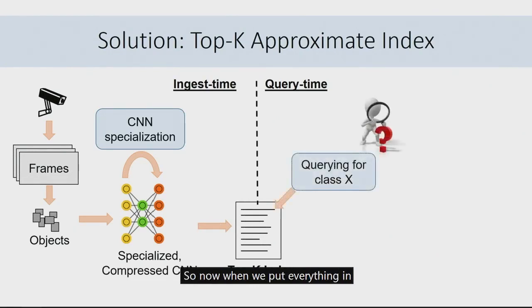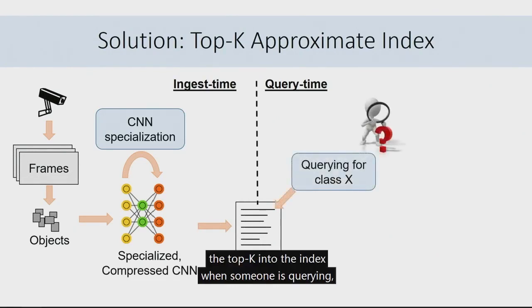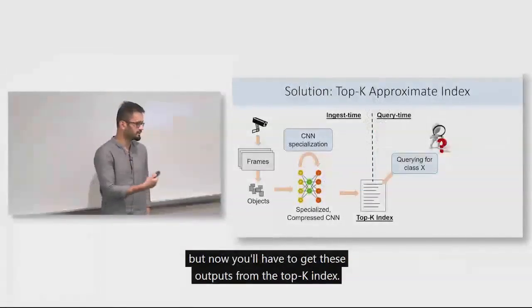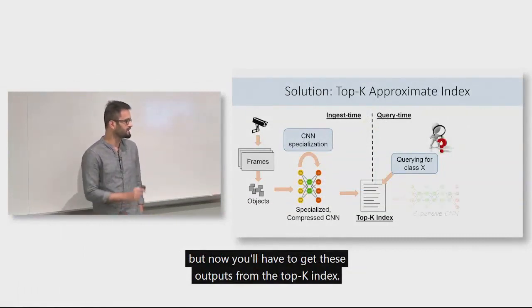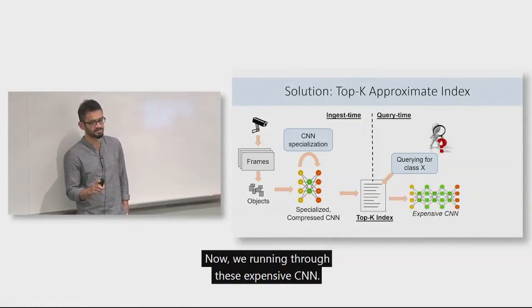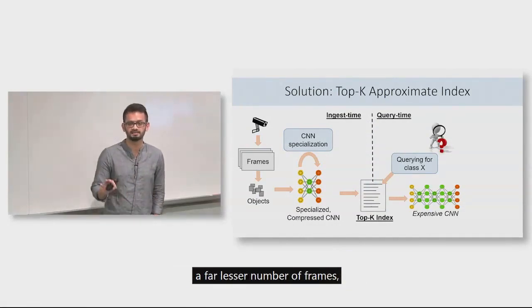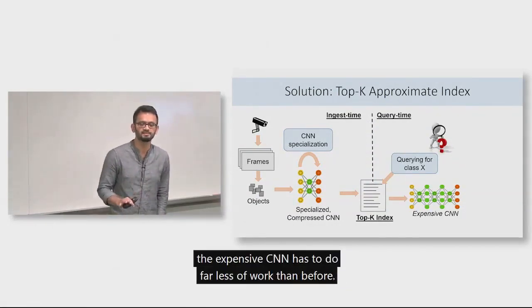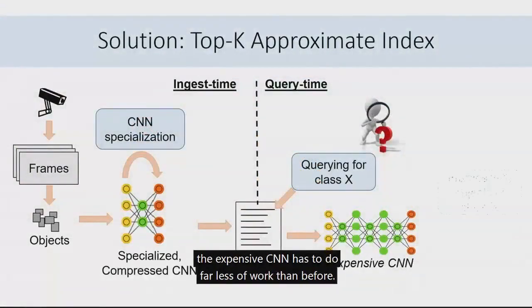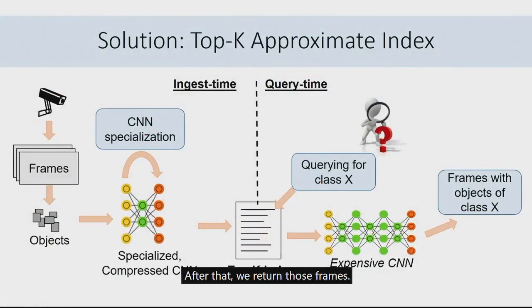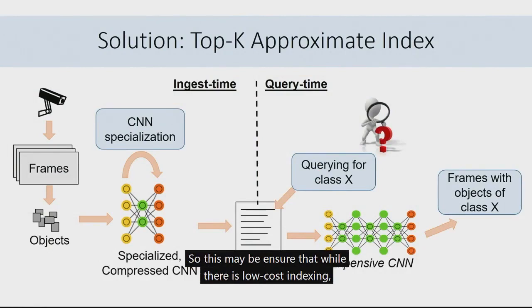Now when we put everything in the top K into the index, when someone is querying, this is not just an index lookup as we were doing before. You'll have to get these outputs from the top K index and run them through this expensive CNN. But now that we're running it through far fewer frames, the expensive CNN has to do far less work than before. After that, we return those frames. This way, while there is low cost indexing, we also produce highly accurate results because we have the expensive CNN at query time.